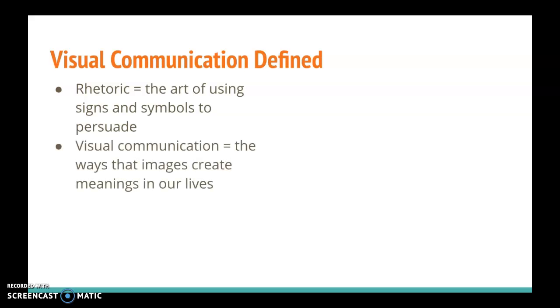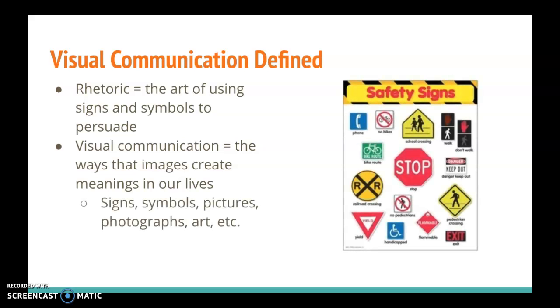Visual communication refers to the ways in which the images that humans interact with, either intentionally or unintentionally, create meaning in our lives. And these different images that we interact with can be signs, symbols, pictures, photographs, art. The list goes on and on. And we interact with these different signs and symbols and pictures either intentionally or unintentionally. Sometimes we realize that we're doing it, other times we don't realize that we're doing it. And symbols can often help us to make sense of the world.